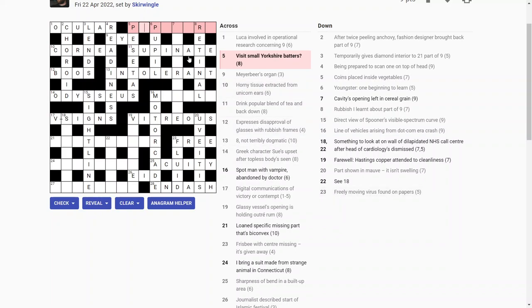Just visit. Pop over. Batters. It could be cricket, it could be food. Pop over. So if this is a V, what would this be? Cavities opening left in cereal grain. Opening could be a vent. Ventricle. Let's write it in.